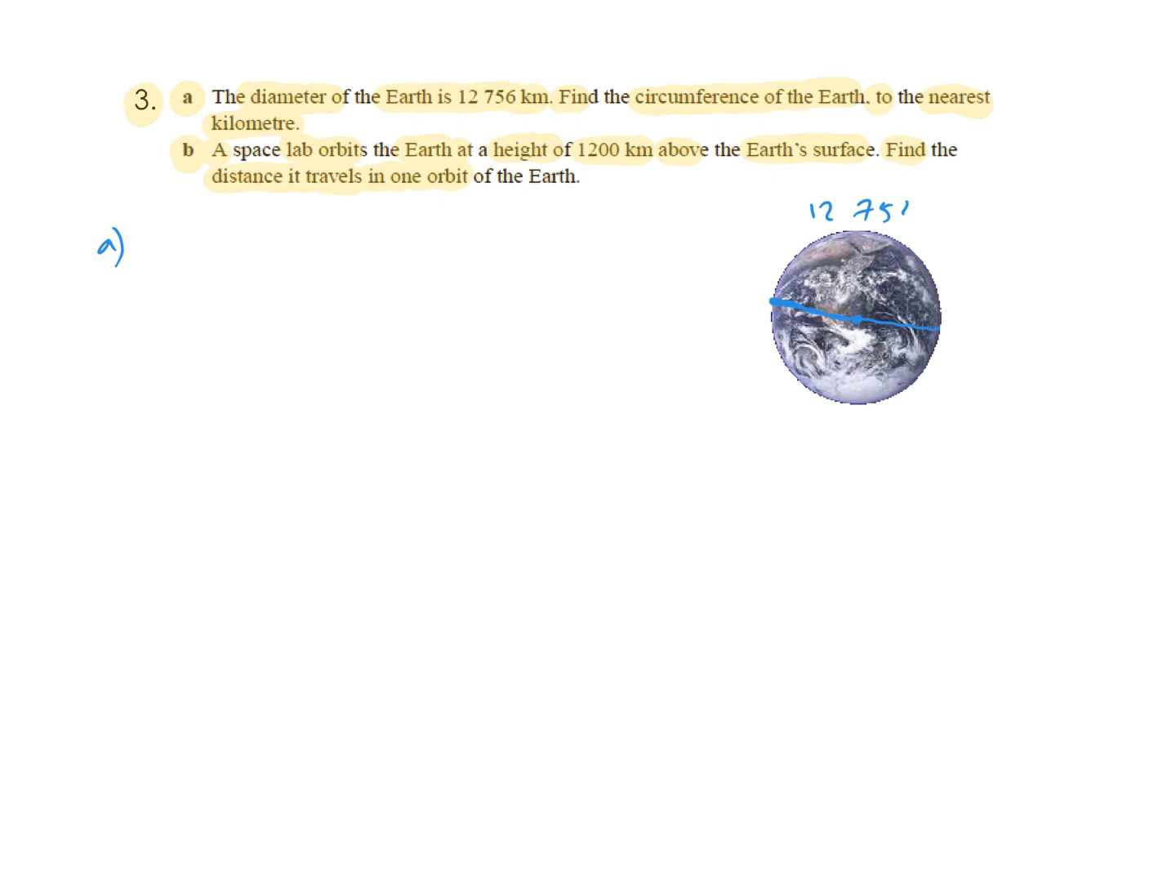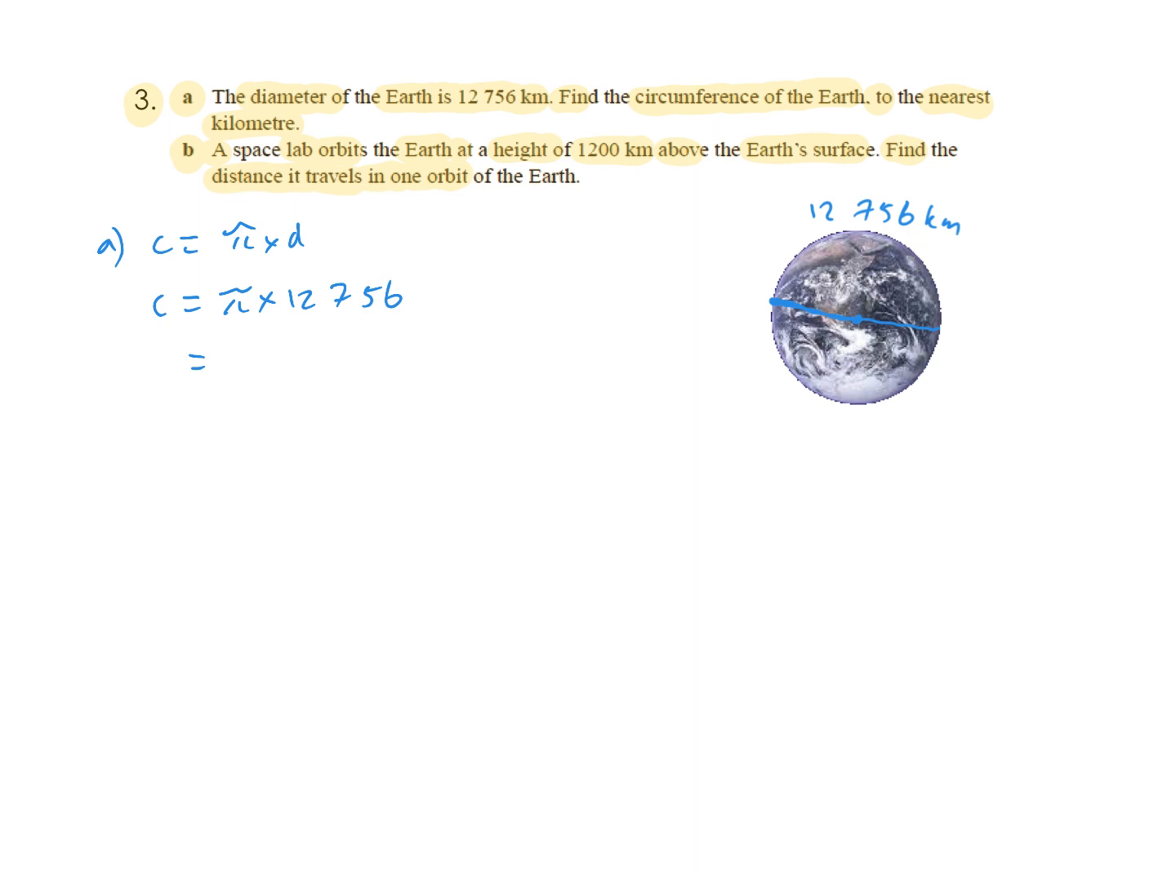12,756 kilometers. Find the circumference of the Earth to the nearest kilometer. Circumference is pi times diameter. Pi times 12,756. Type that into my calculator because it doesn't ask for the exact value. 12,756.